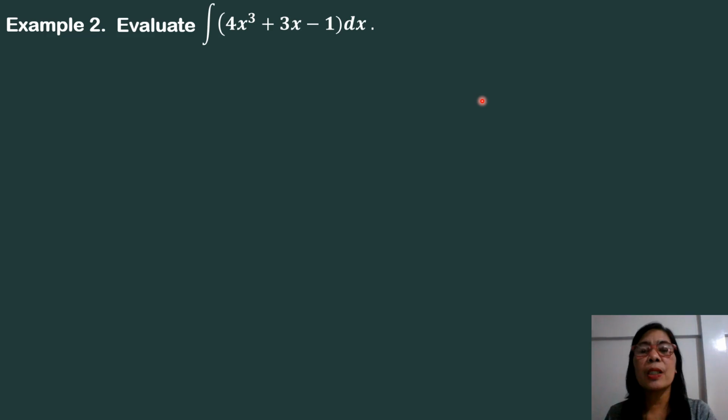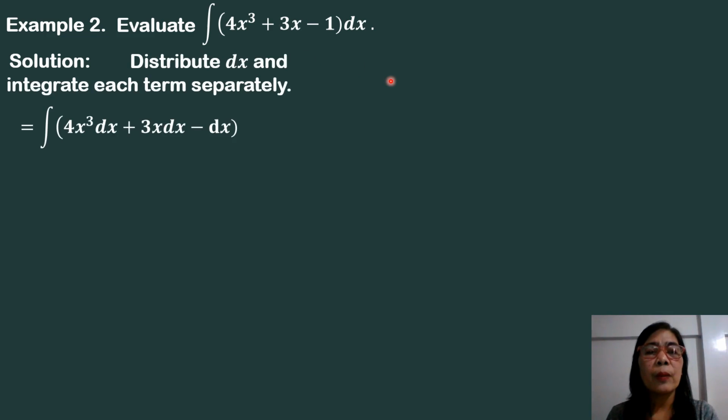So our next step then is to think of a way where we can rewrite the function in another form. And we know in algebra that we can distribute dx into each term. So we have now the integral of 4x cubed dx plus 3x dx minus dx. Then we can apply now the property of indefinite integral, that if the integrand contains two or more terms, then we can integrate each term separately.